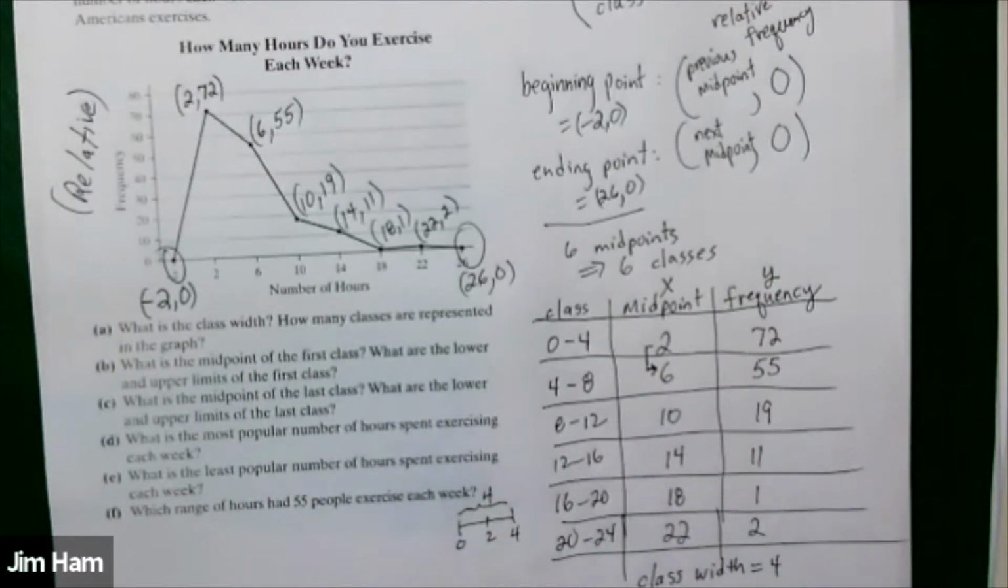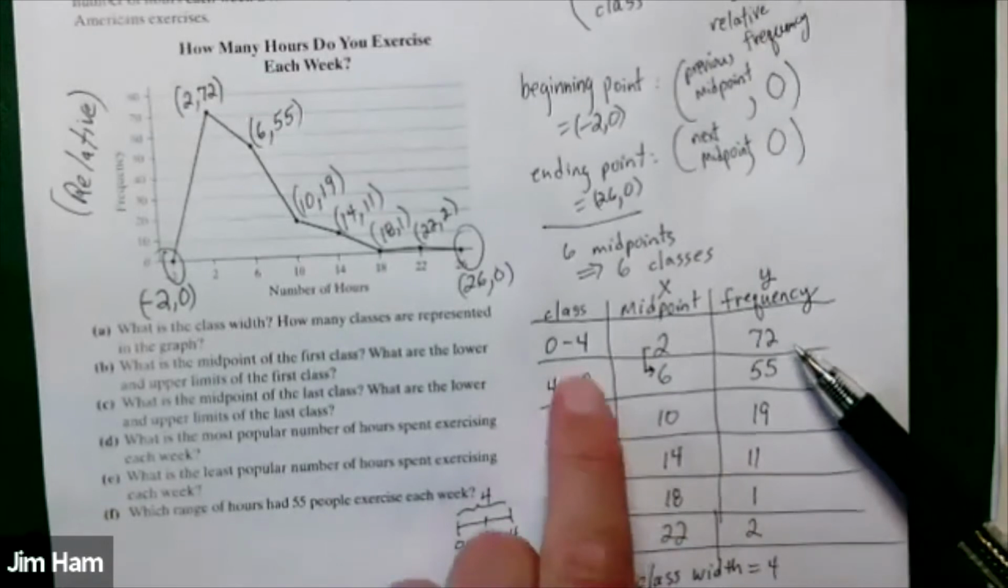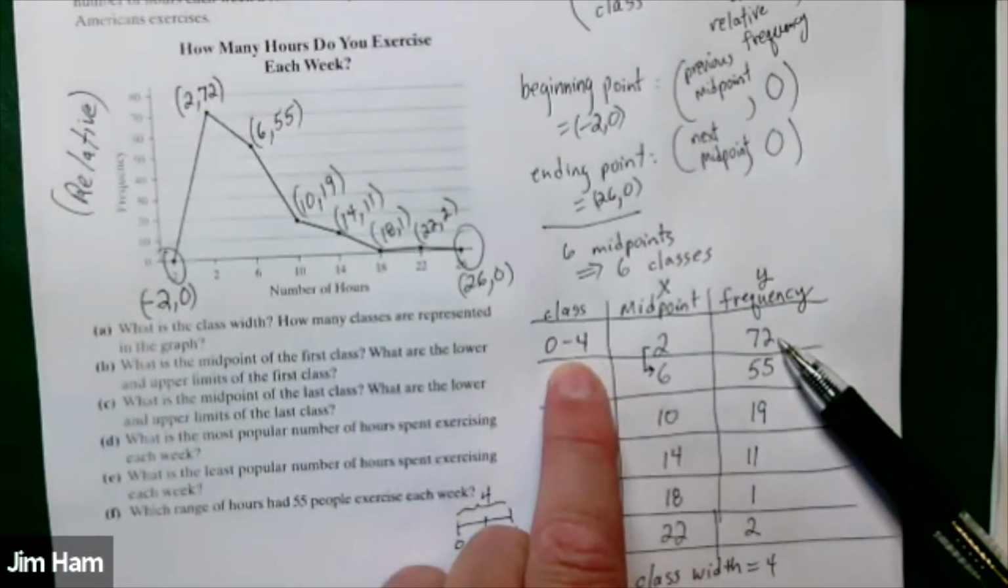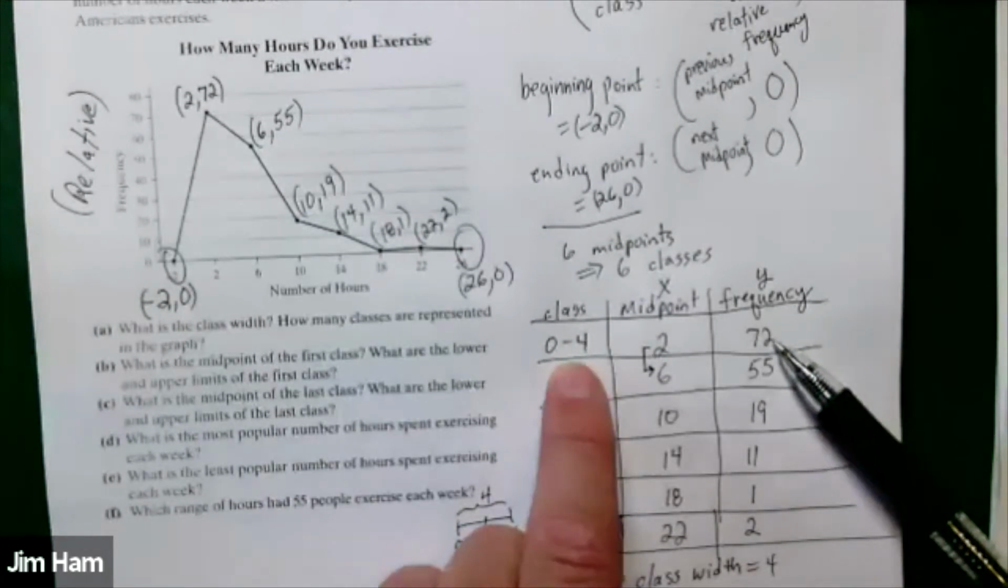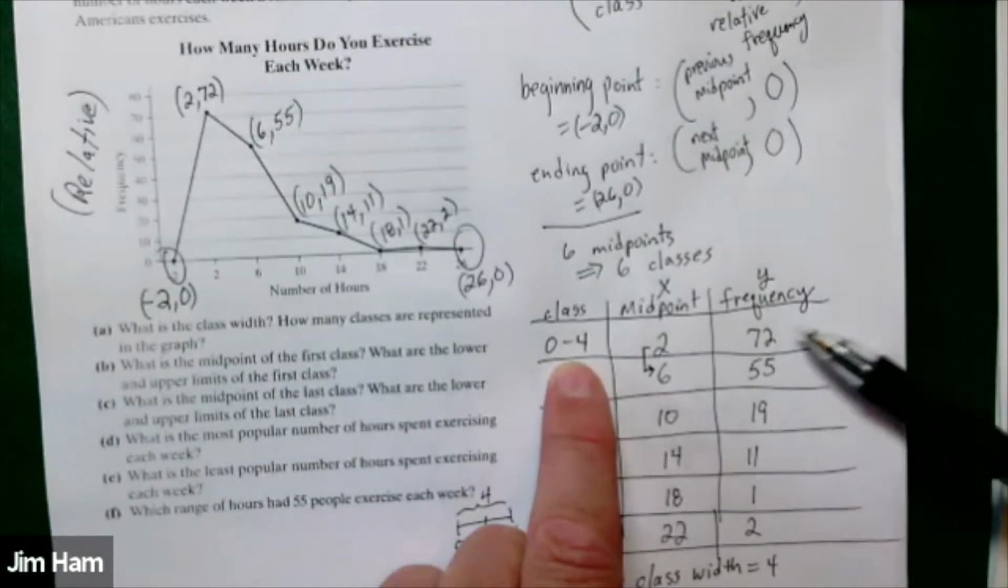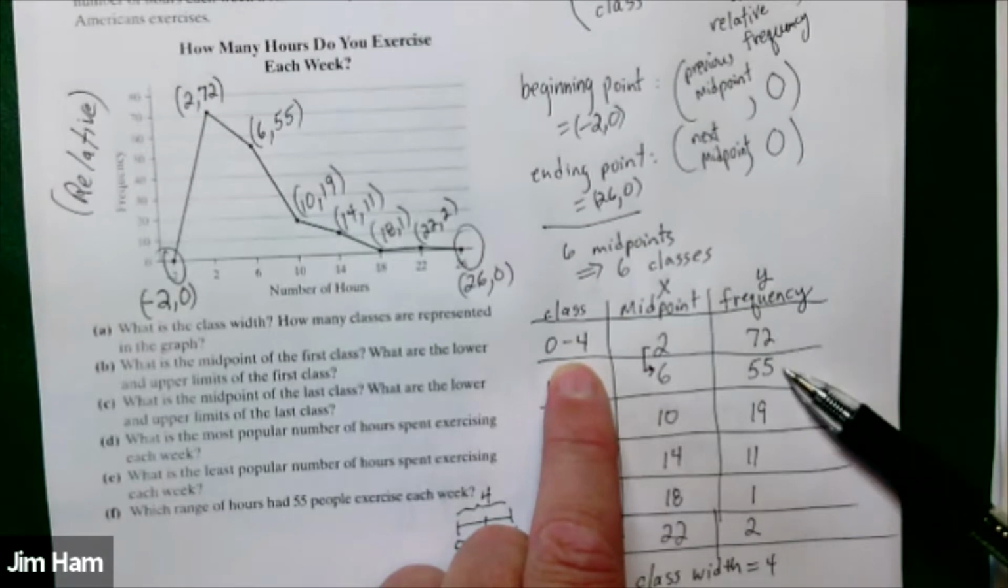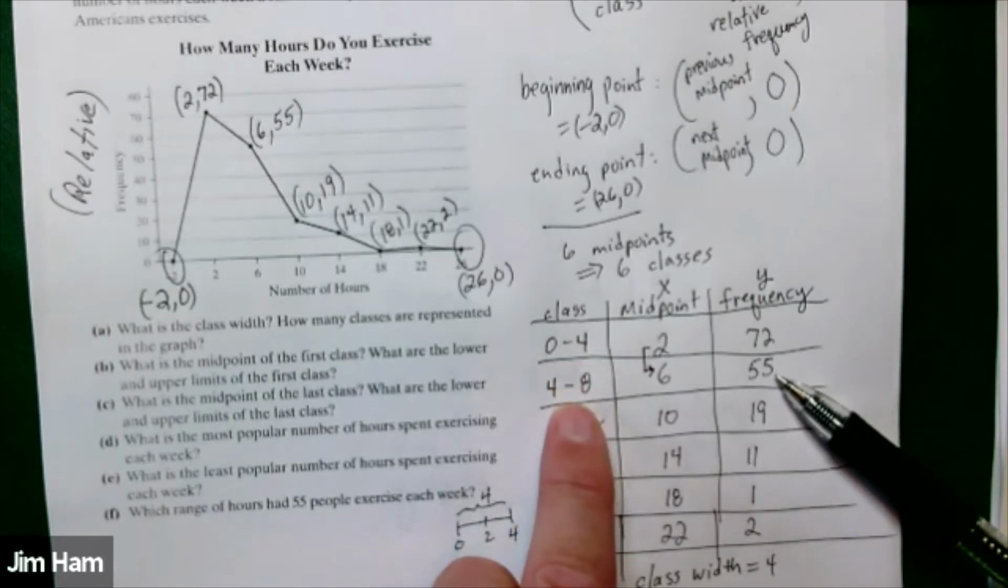So how many hours do you exercise each week? And here's what our respondents told us. There were 72 that said that they exercised somewhere between 0 and 4 hours. It's the highest number of all of the frequencies. These are adult Americans apparently. And then the next highest group, there's a group of 55 individuals that exercise between 4 and 8.